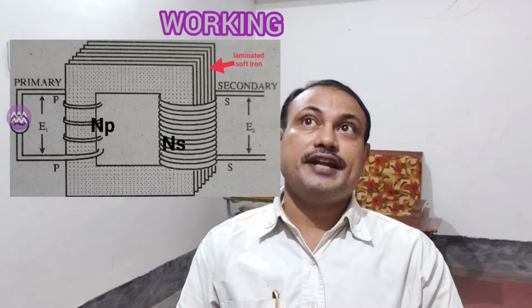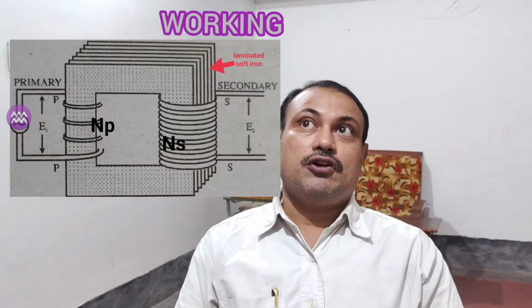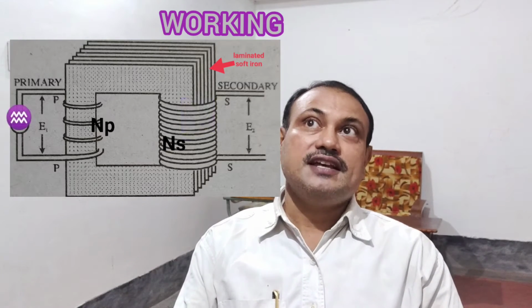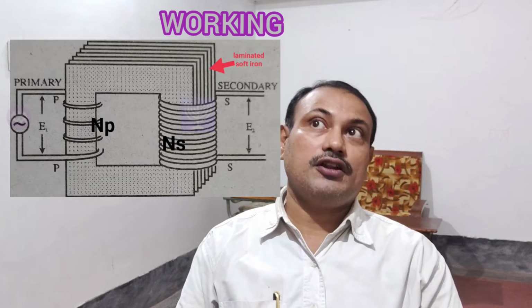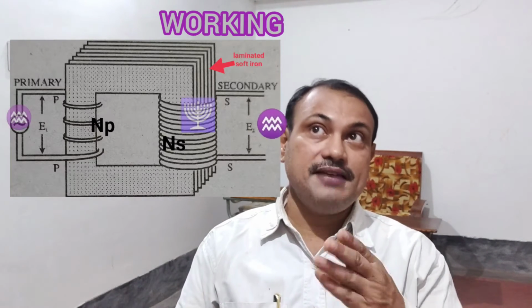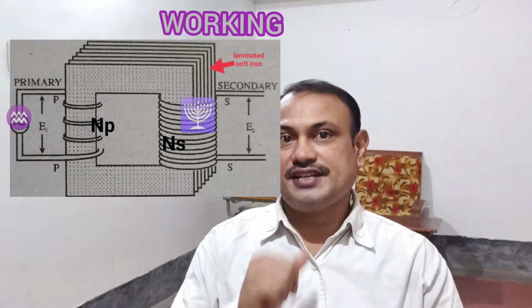When an AC source is connected to the primary coil, the current changes continuously in the primary coil, and due to this, the magnetic flux linked with the secondary coil also changes continuously, and hence AC EMF of the same frequency is developed across the secondary coil.